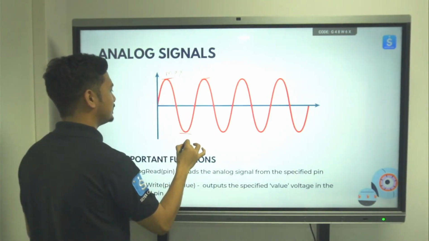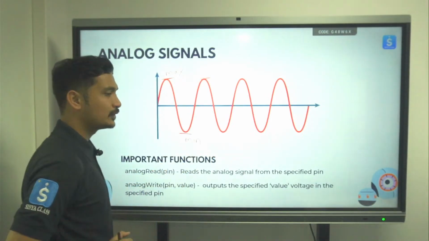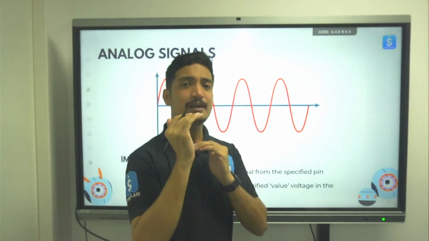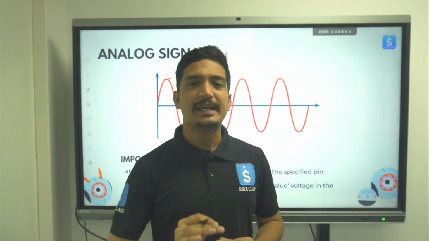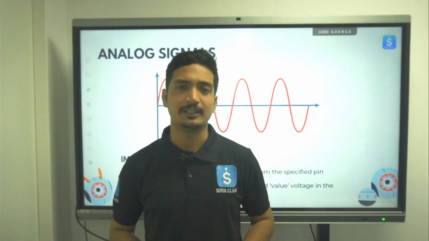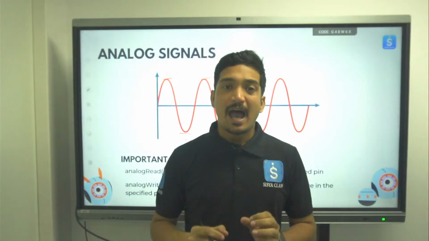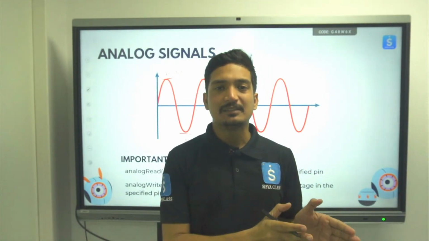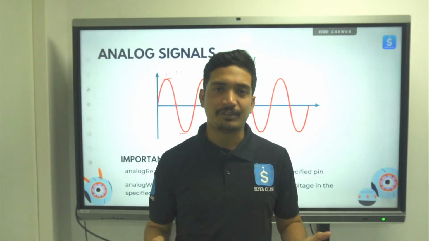So we have max and we have min. Okay. Now between this max and min, the values can be anything. It can be a floating point value or an integer. It can be anything, right? And that's how digital signal and analog signal are different from each other.